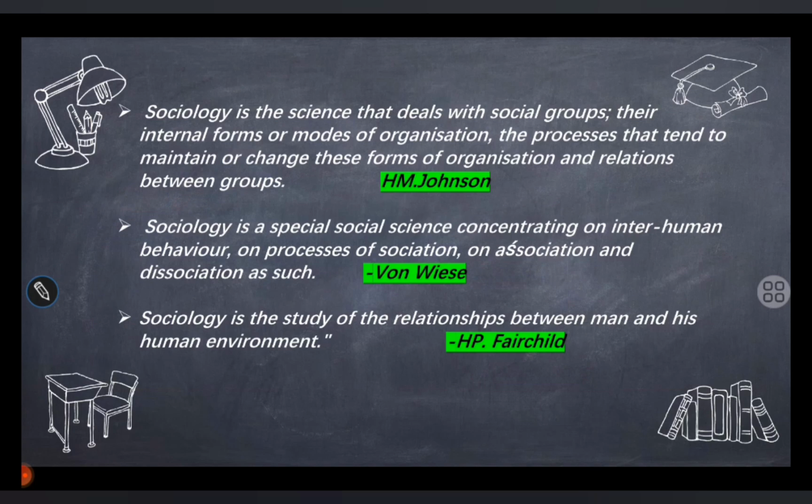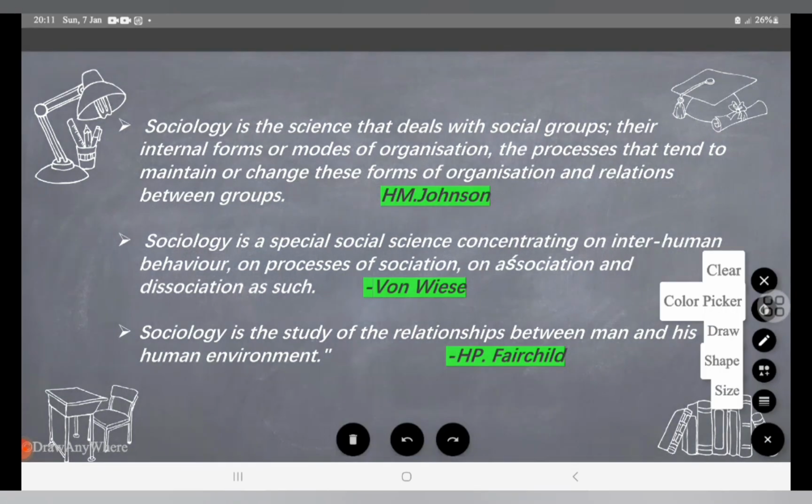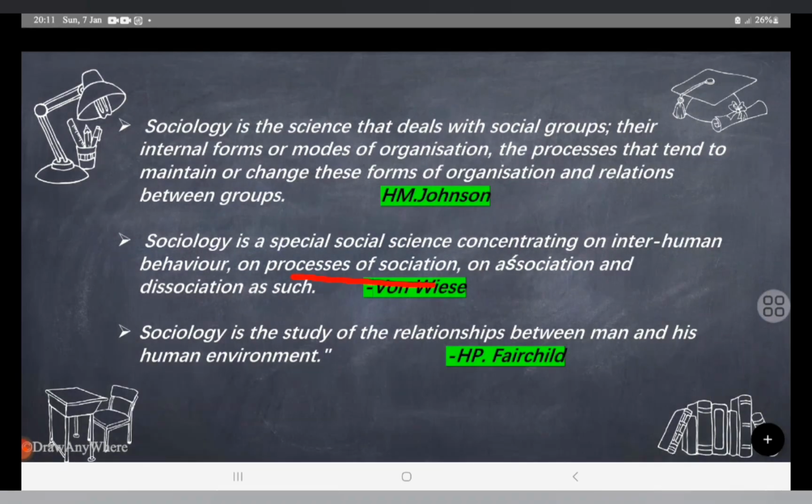Another defined, sociology is a special social science concentrating on interhuman behavior, on process of socialization, on association and dissociation as such. He tried to explain it as a subject like a detective, but instead of solving crimes, it studies how people behave with each other, how they learn to fit into society, and how they connect or disconnect from one another.